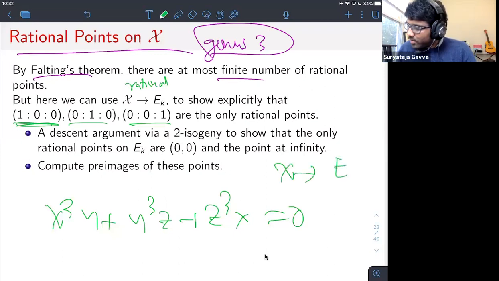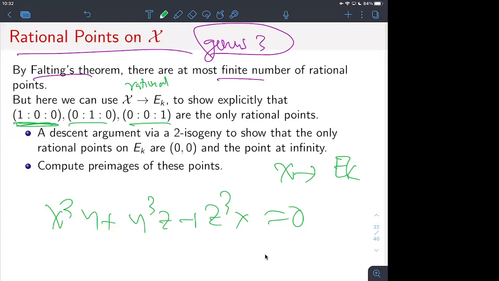So we have this map, and it's defined by some rational polynomials. If you take a rational point with rational entries on our curve, it will map to a rational point on this elliptic curve. K is any number field?